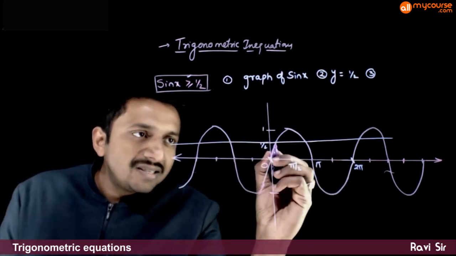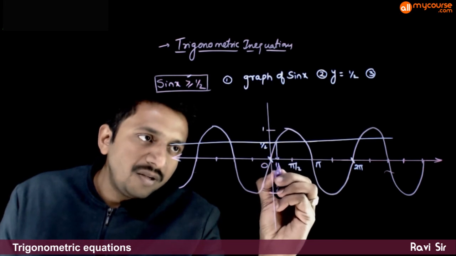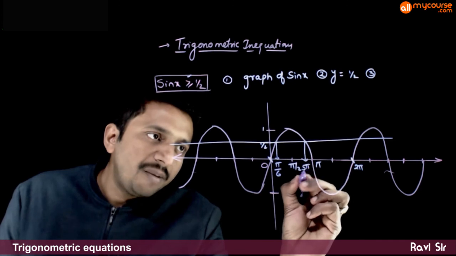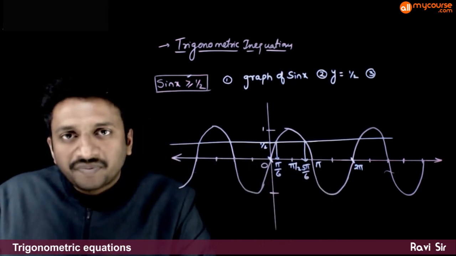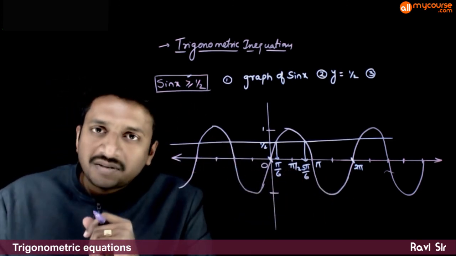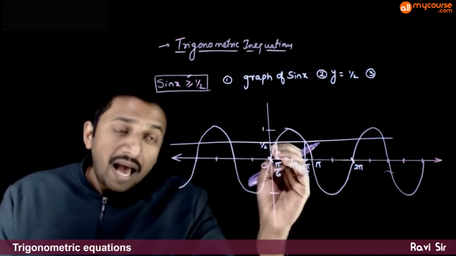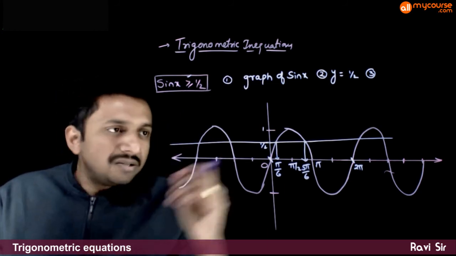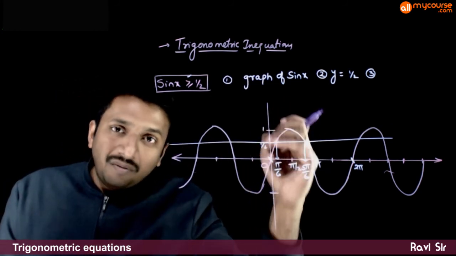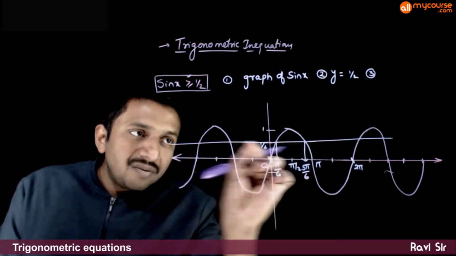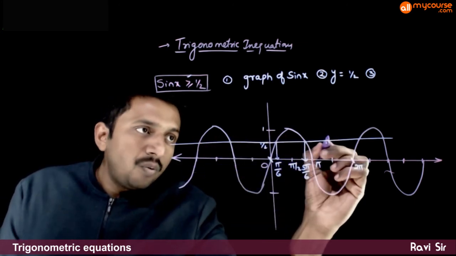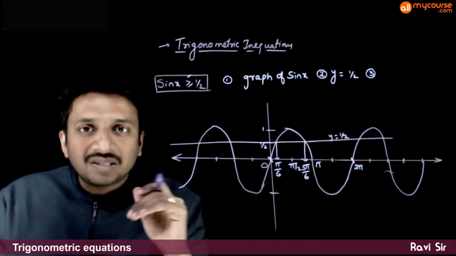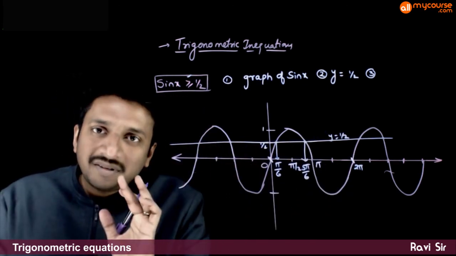So we know that sin x is equal to half. This value is pi by 6, 30 degrees, and this value is 5 pi by 6, 150 degrees. Pi by 6 and 5 pi by 6. Now, I want my value of sin x to be greater than or equal to half. So I want the graph to be above the horizontal line. That is, this horizontal line represents y is equal to half. That means all the points on this line satisfy the condition sin x is equal to half.